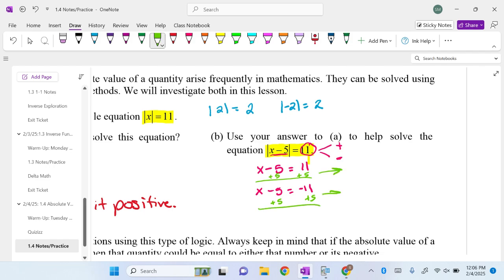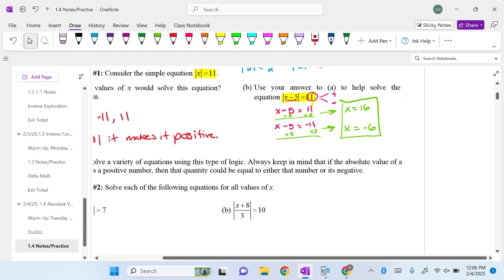So for both of them, we get x is equal to 16 and x is equal to negative 6. All right. So these are our two x values that work. And again, the reason we take whatever we want our absolute value to equal as a positive and negative is because as long as we get the number that they want within the absolute value symbols, regardless of if it's positive or negative, it will still give us a positive number. Does that make sense?